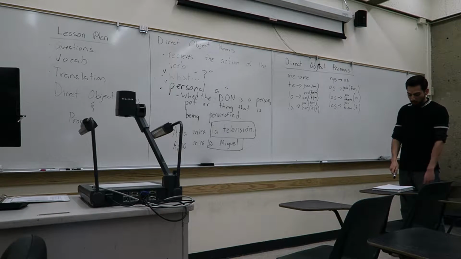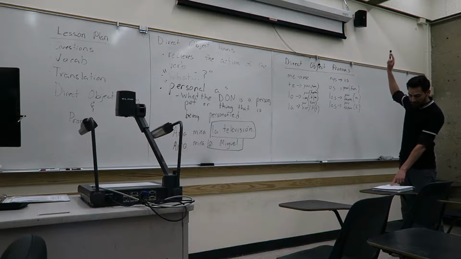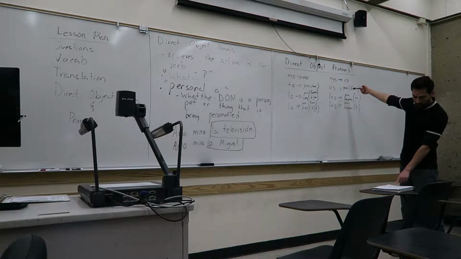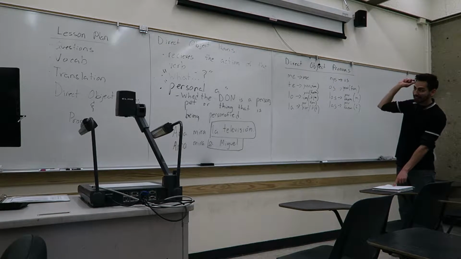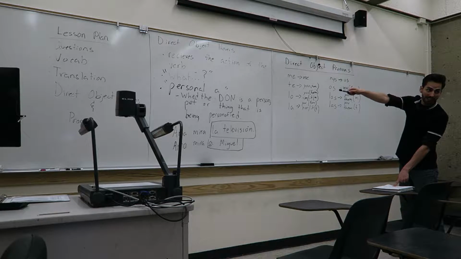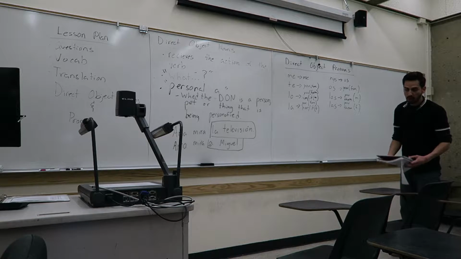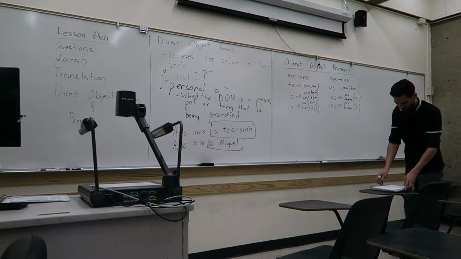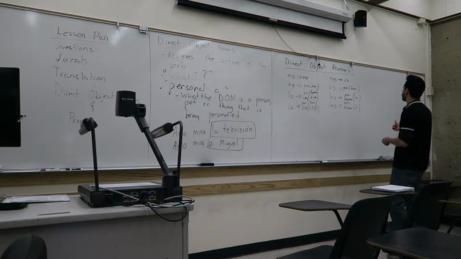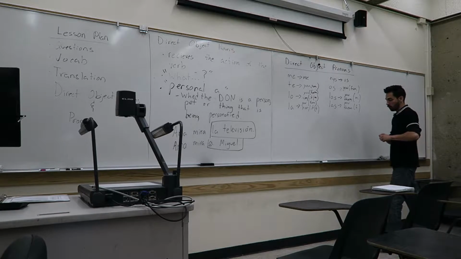So, a direct object pronoun is a word or a pronoun that replaces the direct object noun. All right? So I'm pretty sure you already know that. Let's go with the examples. Let's do this one.